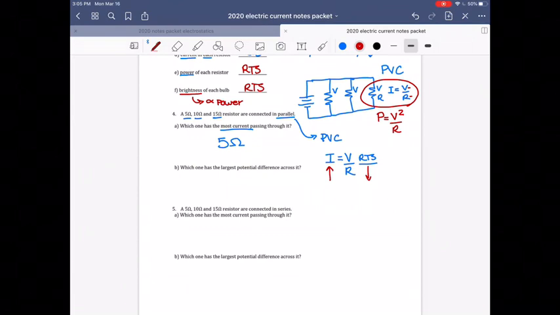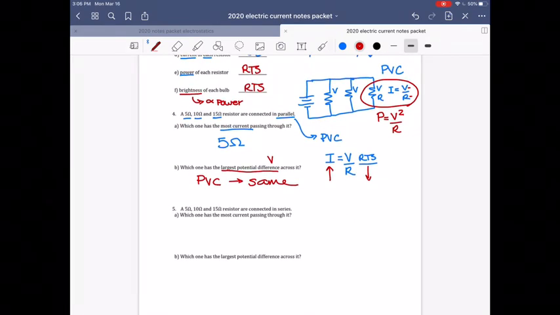All right, now in part B, it says, which one has the largest potential difference across it? This would be the voltage reading across the resistor. Okay, so thinking about that, we're in a parallel circuit. Parallel circuit, voltage is constant. So they would actually all have the same potential difference across each resistor.